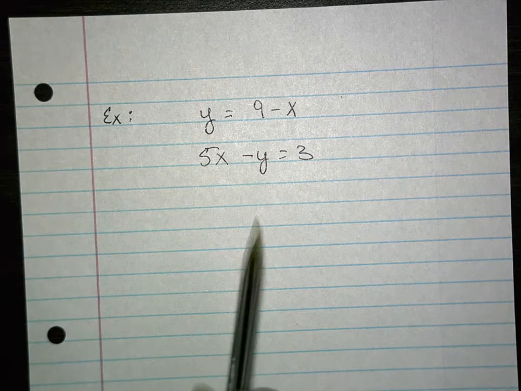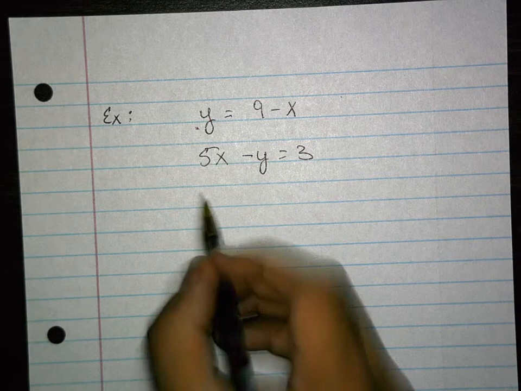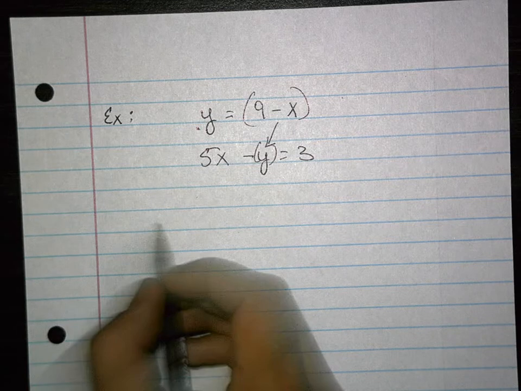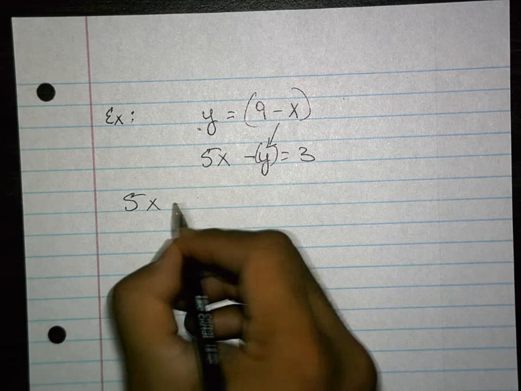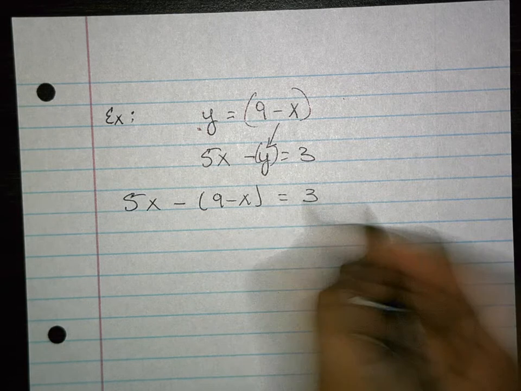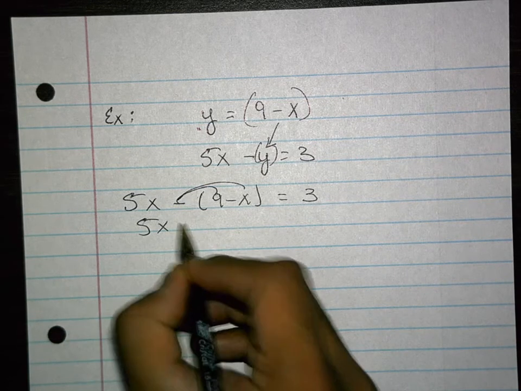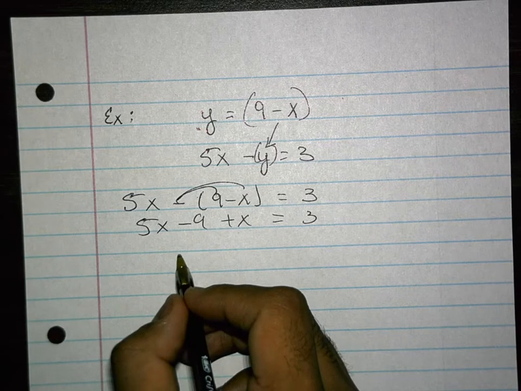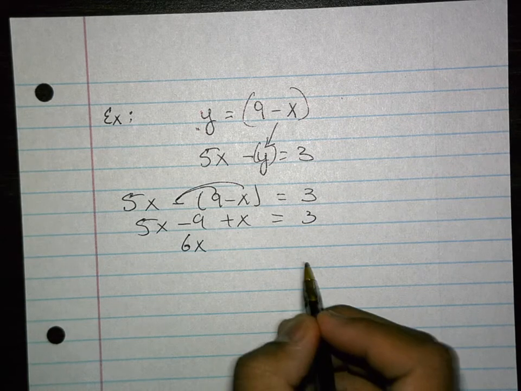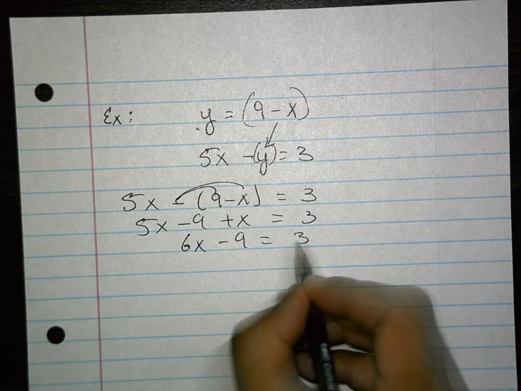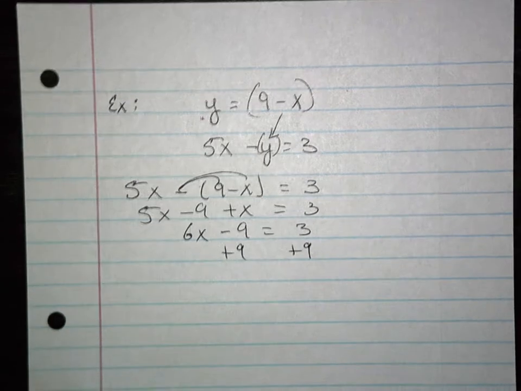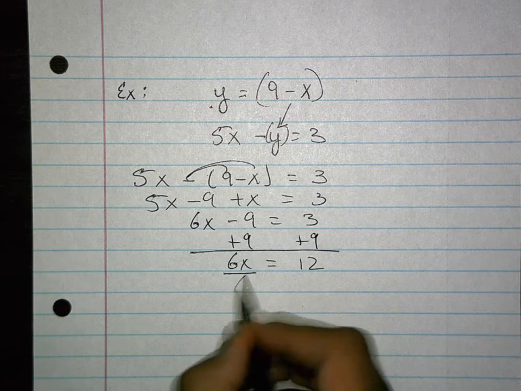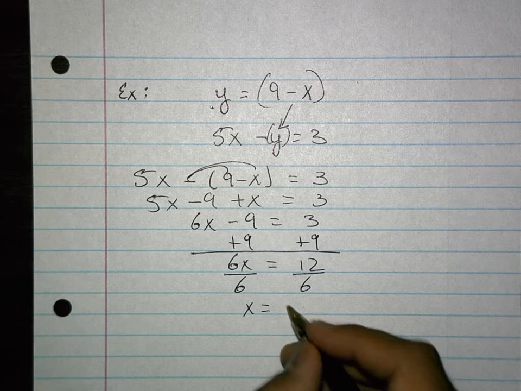This one's set up really nice for substitution because this y is isolated. So what I'm going to do is take this and plug it into this y right here, using the substitution property because it's equal to y. So my new equation is 5x minus (9 minus x) equals 3. I have to distribute this negative, and then I'm looking at 6x minus 9 equals 3. I'm going to add 9 to both sides, and I'm looking at 6x equals 12, divided by 6, and x equals 2.